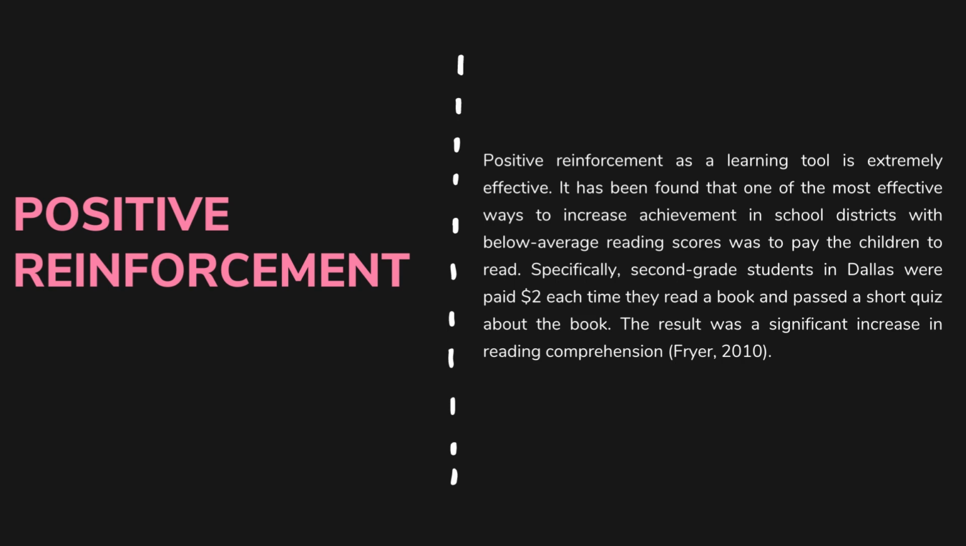It has been found that one of the most effective ways to increase achievement in school districts with below average reading scores was to pay the children to read. Specifically, second grade students in Dallas were paid $2 each time they read a book and passed a short quiz about the book. The result was a significant increase in reading comprehension. So, for this example, they used money as a reinforcer and they wanted to increase the students' reading comprehension.